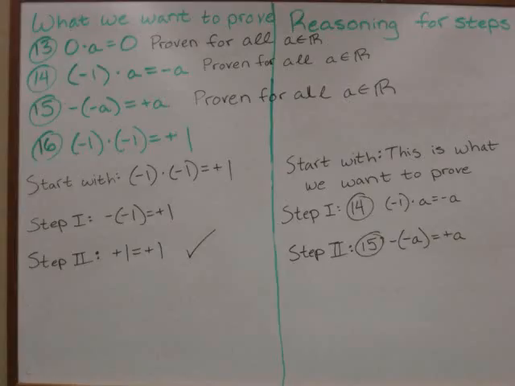I'm going to start with that since that's what we want to prove. Negative 1 times negative 1 is going to equal positive 1. We know that that's true because we already stated that negative 1 times any real number is going to equal the negative of that real number. I can just say that positive 1 equals positive 1. We know that's true because we just proved that the negative of a negative real number equals a positive real number.